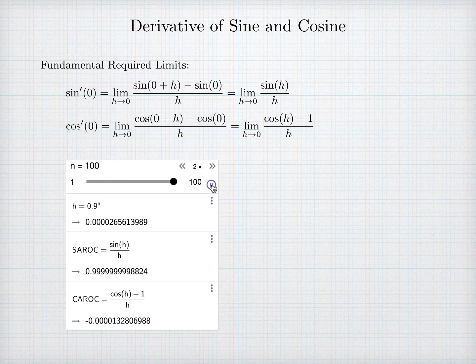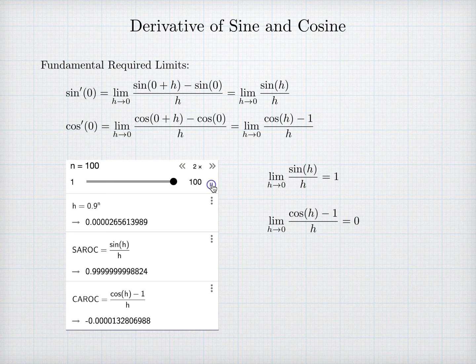Notice that the closer h gets to 0, the sine's average rate of change is getting closer and closer to 1. And that's the limit. The limit as h approaches 0 of sine h over h has the value 1. And notice that the cosine's average rate of change is getting closer and closer to 0. And that is in fact the limit that we get. That the cosine's derivative is 0 at 0, and the sine's derivative is 1 at 0.